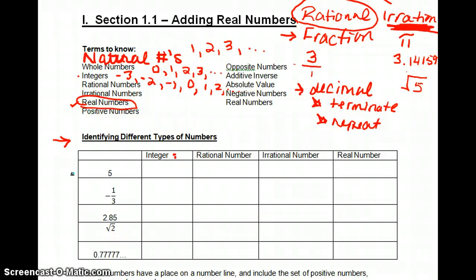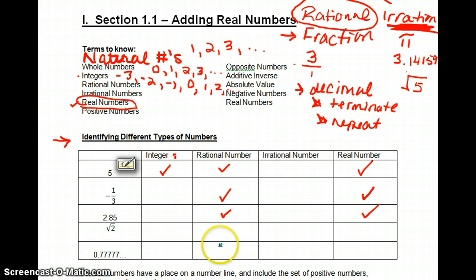Okay, by now you should have completed the chart and you should have found that the number 5 is an integer, it is rational, and it is also real. Negative 1/3 is not an integer because it's not a whole number. It has a fractional component, but it is rational and it is also real. The number 2.85 is not an integer because it has a decimal component, but since that decimal terminates, it's rational and it's also real.